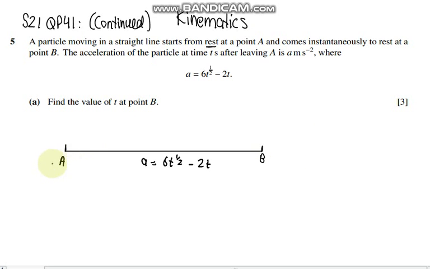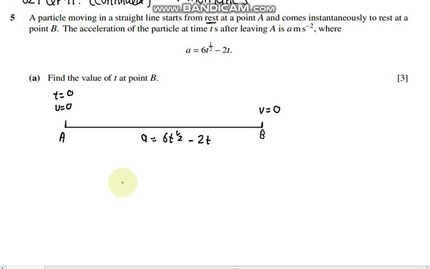So this is the particle which starts from A, ends at B. The acceleration expression is given. It moves from rest at point A, so the velocity over here is 0 at time t equals 0, and at B the velocity again becomes 0. So it asks what's the value of t at point B. Now for this we somehow have to get a velocity expression, put velocity equals 0 and find the required time. So let's integrate acceleration.